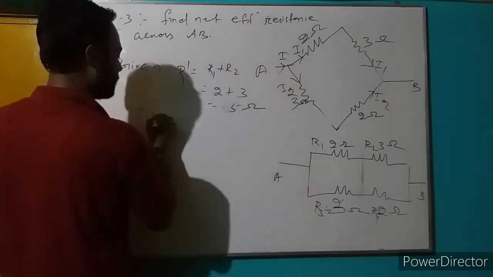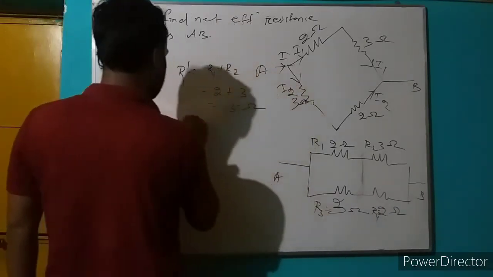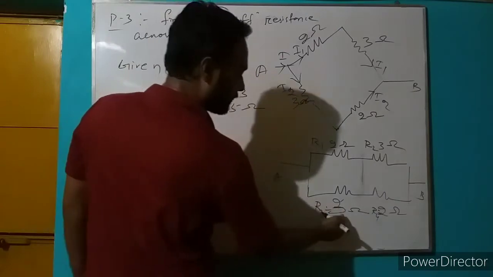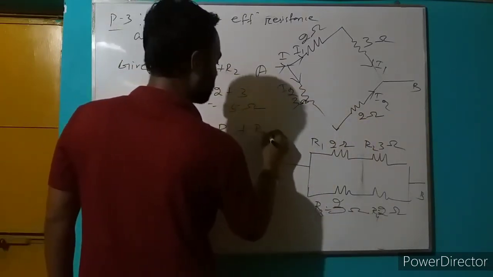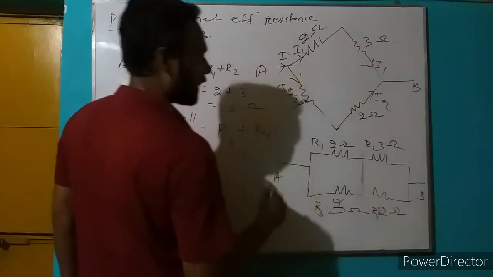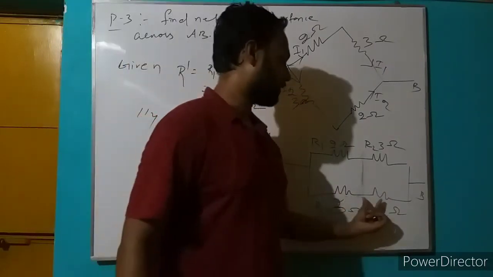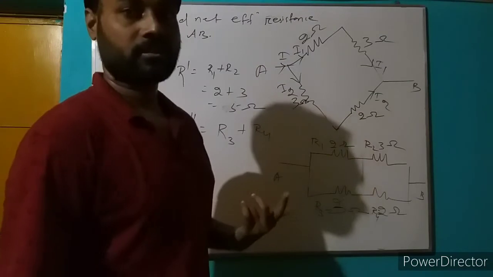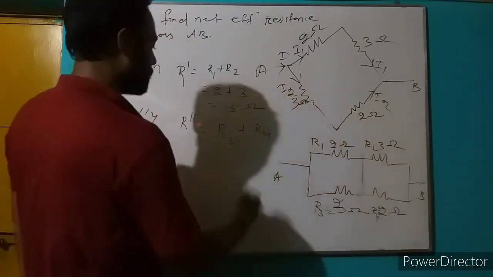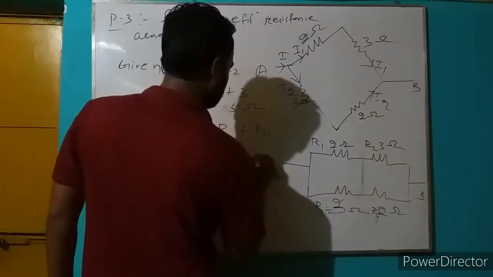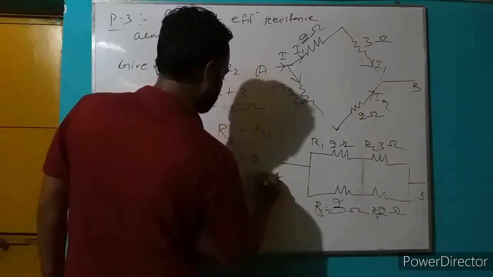Similarly, the second thing, R double prime equal to what? 3 ohm plus 2 ohm, that is R3 plus R4. They are also added algebraically because they are connected in series. In series connection, as you know, R equals R1 plus R2 plus dot dot dot n times. So here R3 means 3 plus 2, that is 5 ohm.